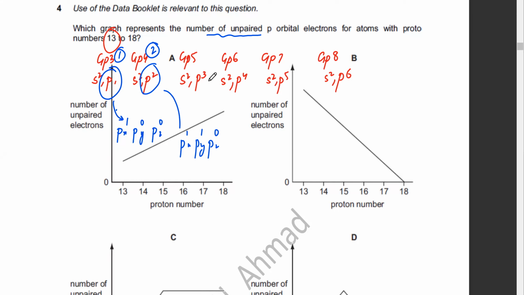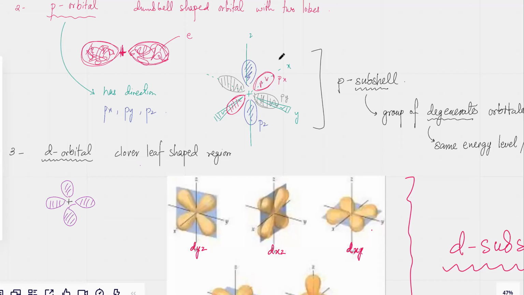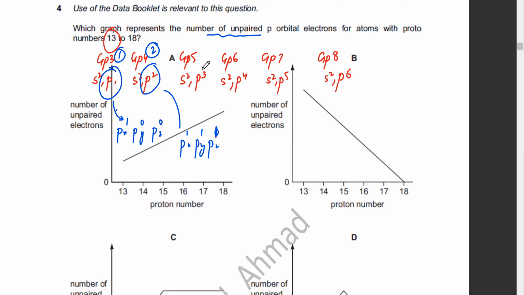P3 would mean that there would be 3 electrons, one in each of the orbitals. One electron somewhere over here, one electron somewhere over here in this region, and there would be one electron in this area over here. So that is going to be P3. So that is a total of 3 unpaired orbitals.